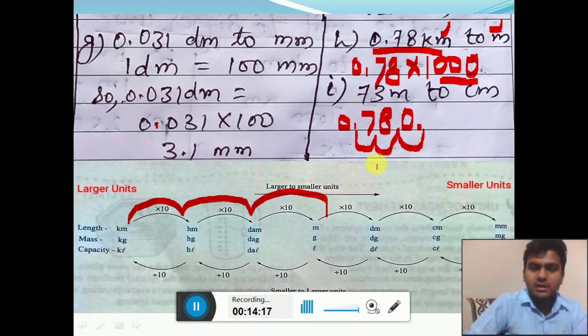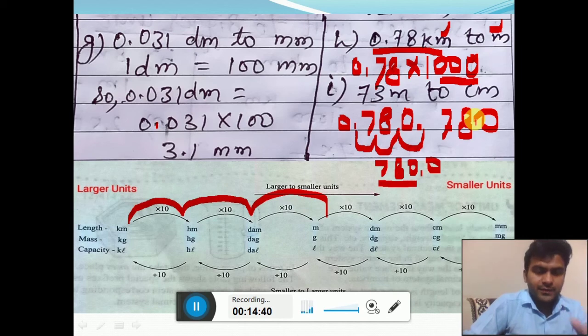So your answer is 780.0 or 780. So your answer is 780. I hope you understood this. Like this we can solve the next question.